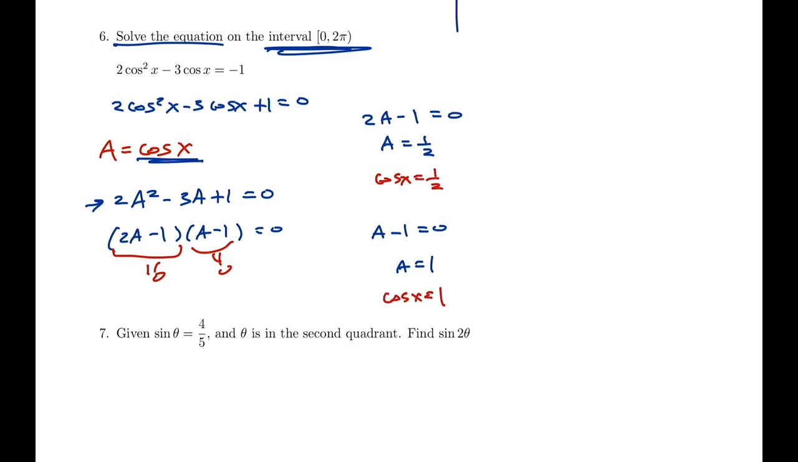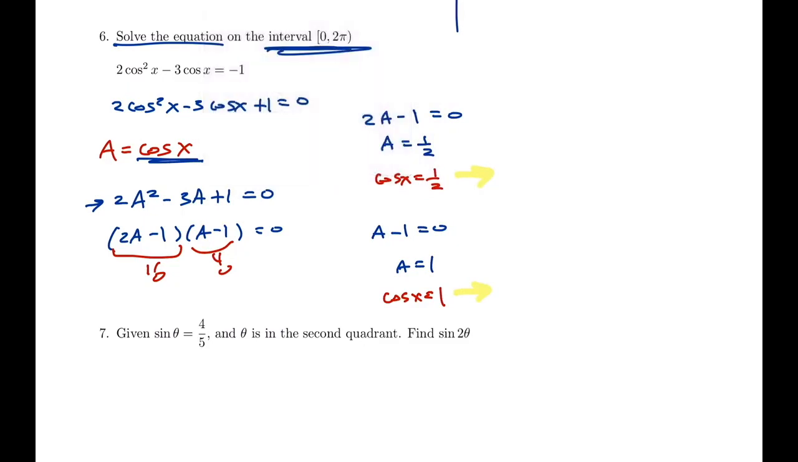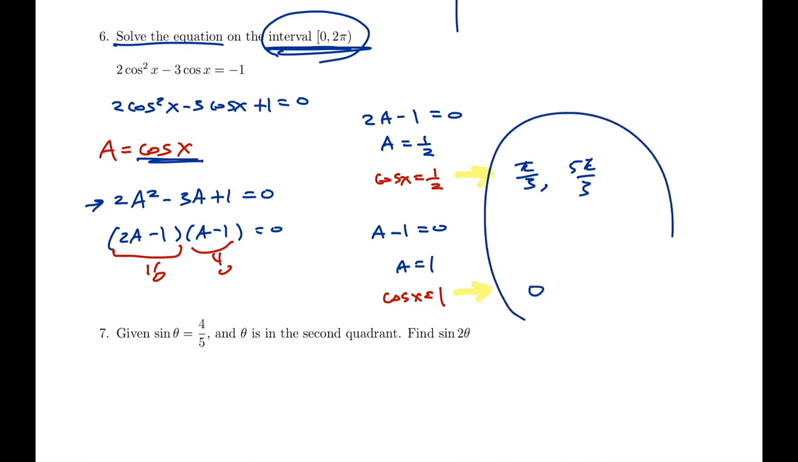Now from here, we solve. Solve as in find the angle from the unit circle. That will give us one half. Again, it's restricted to 0 and 2 pi, so we have to only look at those values on the unit circle. Otherwise, again, we have to add 2 pi k to each of the answers we find. So here from the unit circle, we get pi over 3 and 5 pi over 3. And for cosine to be 1, it has to be 0 radians. So these three are the answers for this problem.